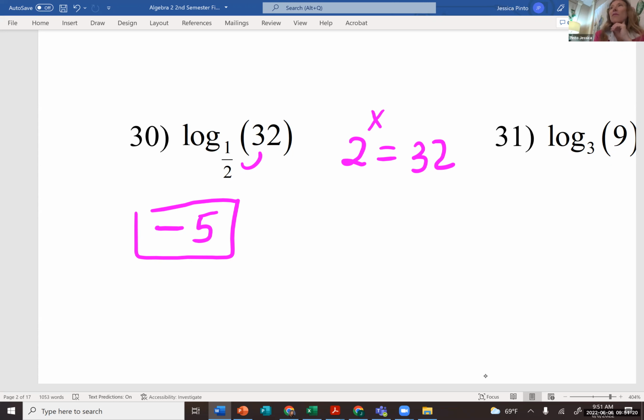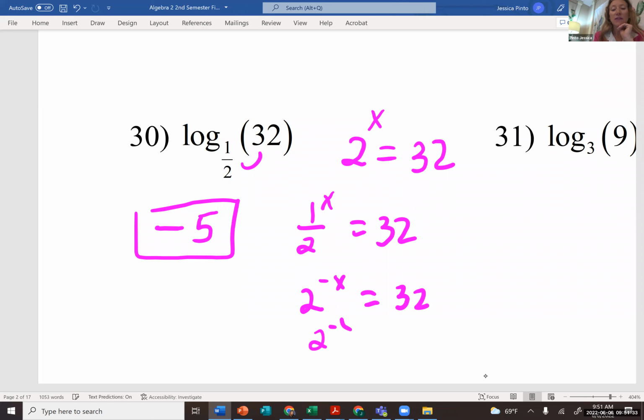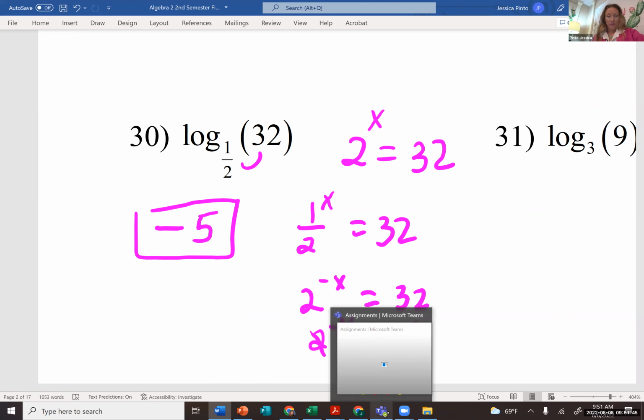If I wanted to show all my work for that, I would have written 1/2 to the x is equal to 32. Then it's 2 to the -x is equal to 32. And then it's 2 to the -x is equal to 2 to the 5th power. Because, say, logs answer the question, what power creates that solution? All right.